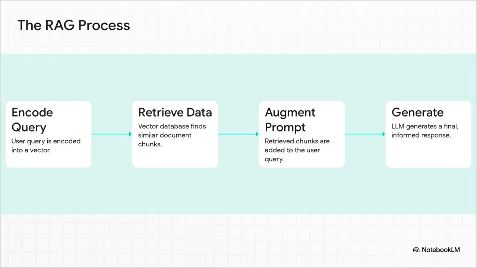So how does that actually work under the hood? Well, first, your question gets turned into a mathematical representation, a vector. Then, a special kind of database, a vector database, searches your documents to find the chunks of text that are most relevant to your question. Finally, those chunks get stuffed into the prompt along with your original question. This gives the model the exact context it needs to give you a smart, fact-based answer.